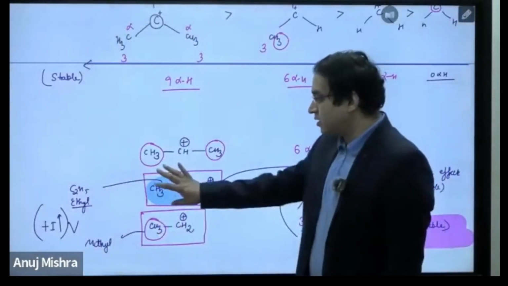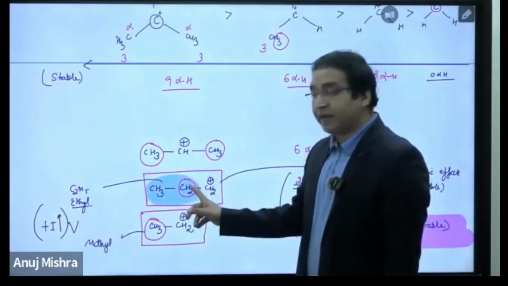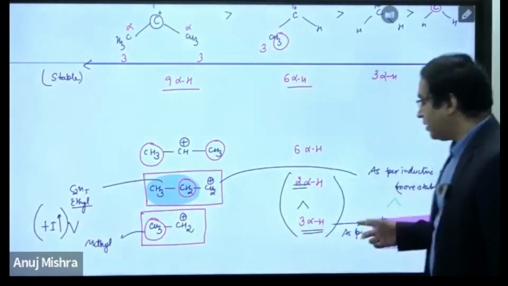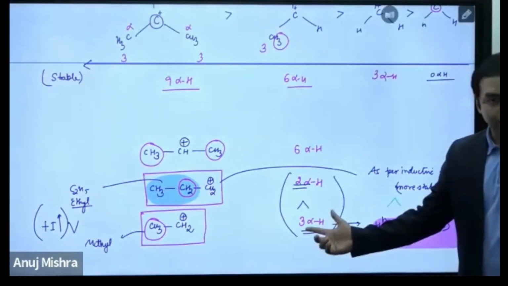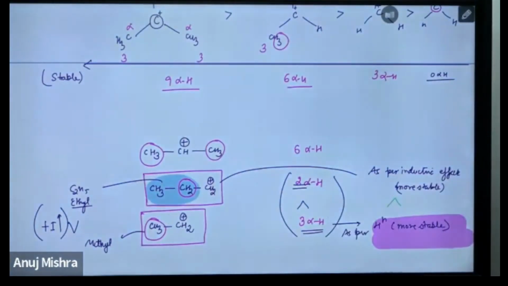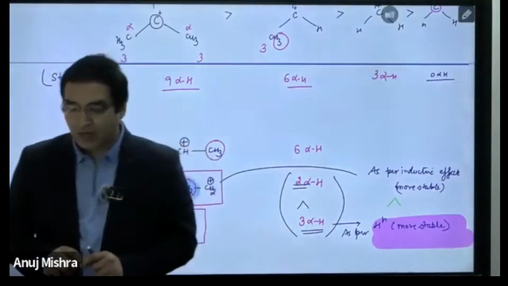But as per inductive effect, this is better. Because ethyl inductive effect is considered better as compared to methyl effect. But who's the winner? 3 alpha H. Hyperconjugation. Whenever there's a conflict between hyperconjugation and inductive, the winner is hyperconjugation. यही सीखा हमने, right?